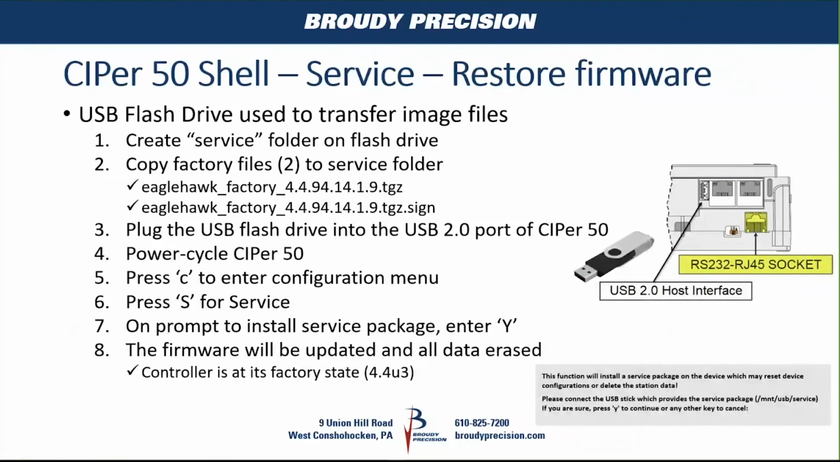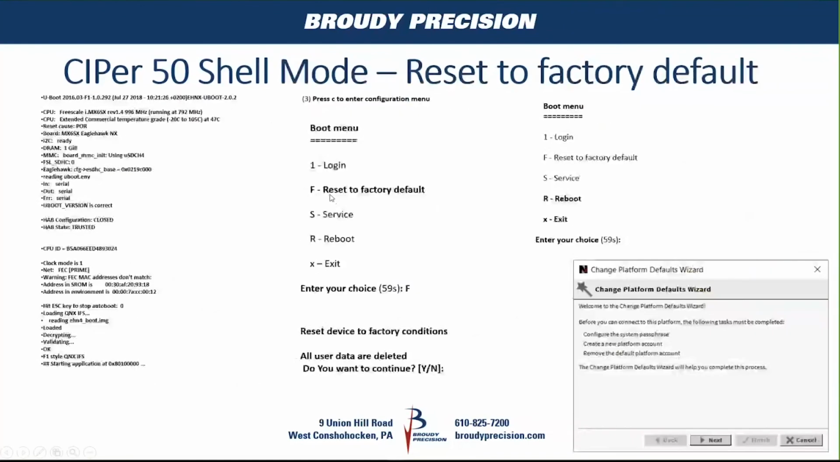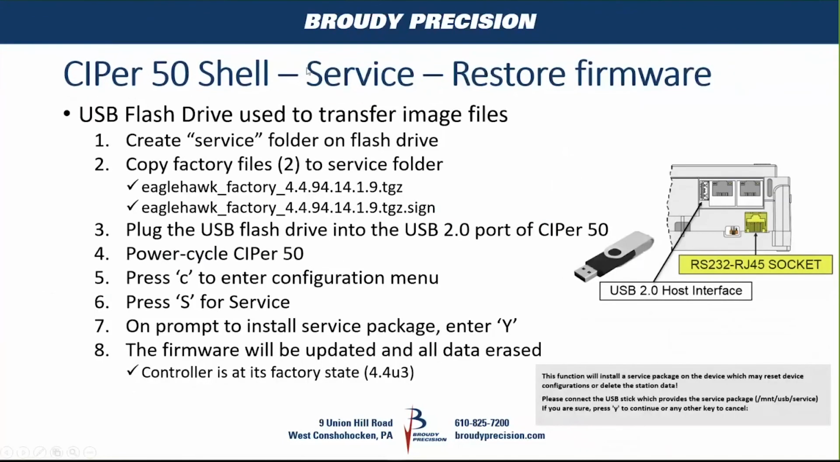The next piece that you can do, let's see, we go back here, that service menu item, S, is an option that allows you to restore firmware. And this is what you're going to use if you want to take it back to an earlier version than the version you're running. So if you're at 4.8 or 4.7, you want to totally wipe it out and go back, you would use this option.